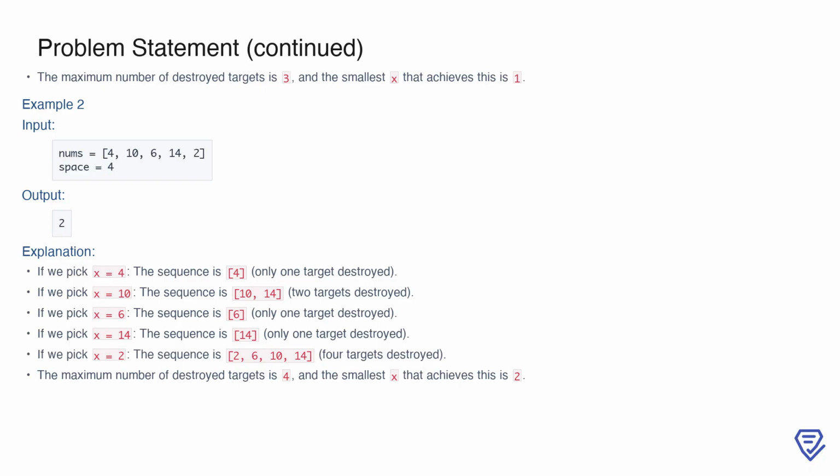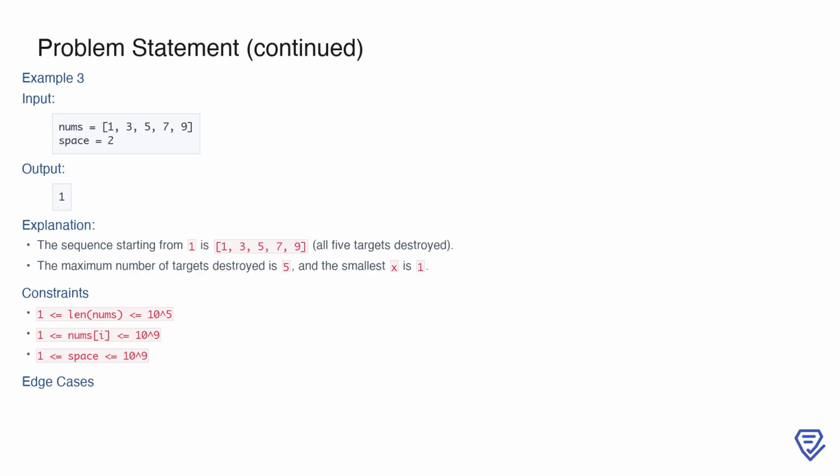Similarly, starting from X equals 6 or X equals 14 results in sequences that destroy just one target each. If we choose X equals 10, the sequence becomes 10, 14, destroying two targets. However, starting from X equals 2 creates the sequence 2, 6, 10, 14, which destroys 4 targets. Since 4 is the maximum number of destroyed targets, and 2 is the smallest starting point to achieve this, the output is 2. Now, let's examine a third example.